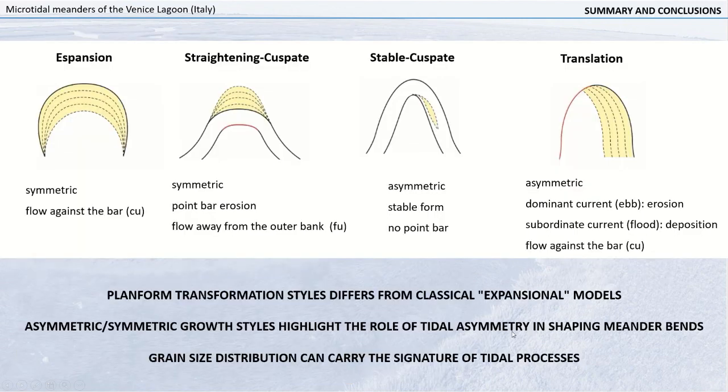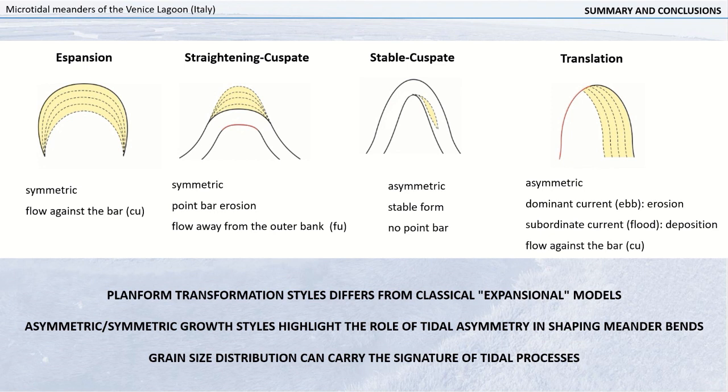So we analyzed a pretty wide spectrum of different configurations. We can clearly state that planform transformation styles, which we can find in lagoonal environments, can clearly differ from classical expansional models. In this framework, the asymmetry of tidal current also has a key role in shaping the behavior and planform style evolution of different types of bands.